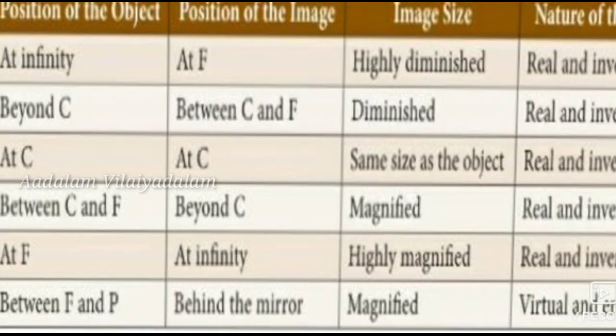But in the sixth one, we place the object between the focal point and the pole. We get the image behind the mirror, and the size is magnified, large size, but the nature is virtual and erect. So only in the sixth one do we get a different nature of image.